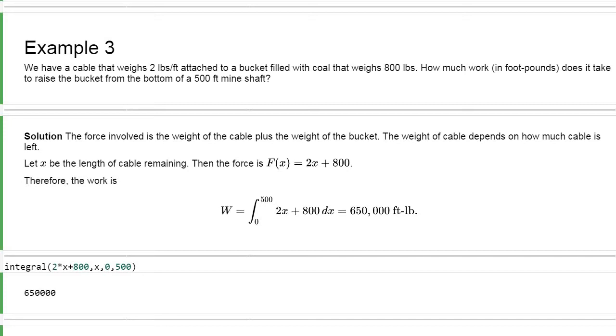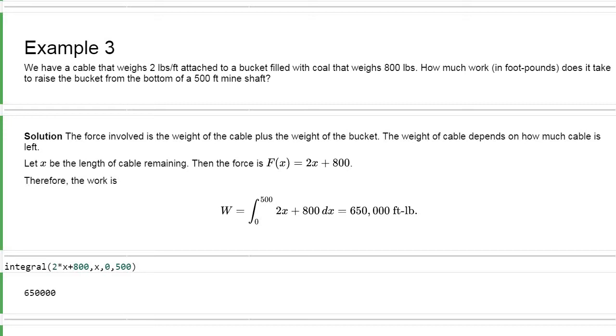It's not like you grab the end of the cable and haul that end up 500 feet into the air. The idea is you're going to roll this cable up on some sort of drum. And so the weight of cable that's dangling out there is getting less. As you roll this cable up, there's less cable out there that you have to lift. So the force changes. The weight gets smaller as you raise it because there's less cable out there.